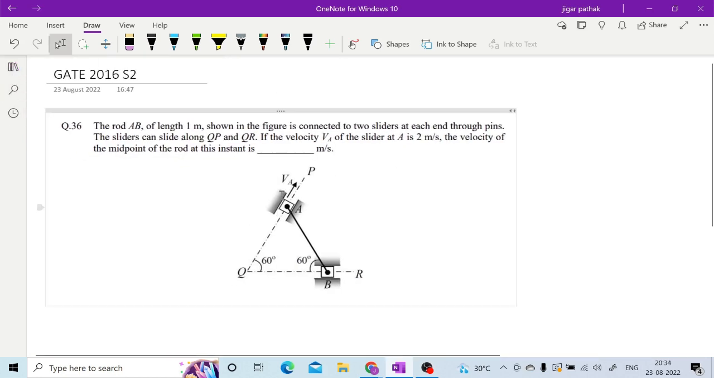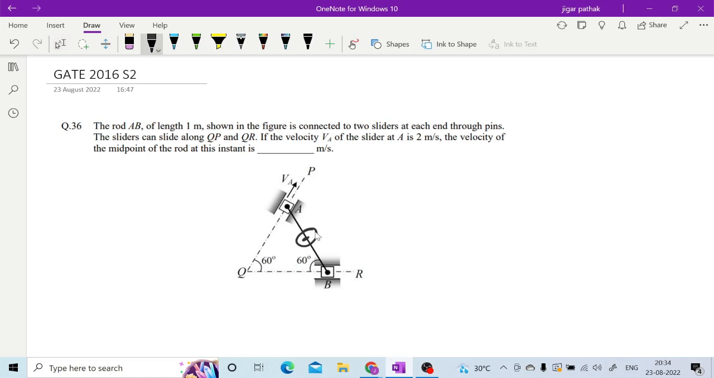Here also you have to type in your answers. The rod AB of length 1 meter shown in the figure is connected to two sliders at each end through pins. The sliders can slide along QP and QR. If the velocity VA of the slider at A is 2 meter per second, the velocity of the midpoint of the rod at this instant is what? You have to assume one point at the midpoint of AB and calculate the velocity of that particular point.